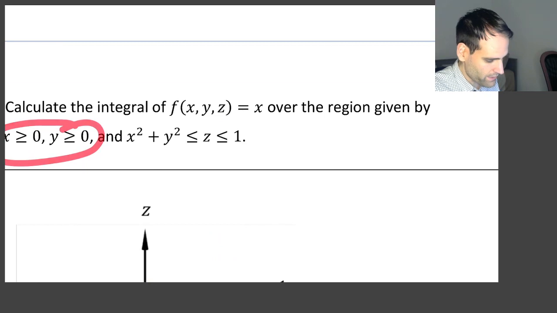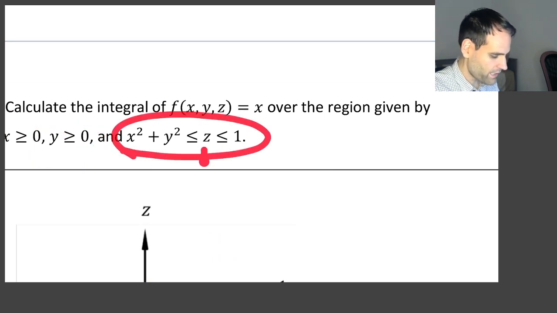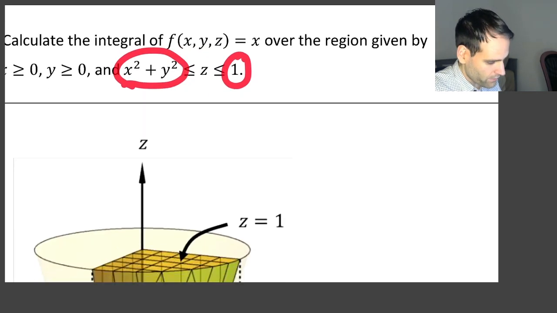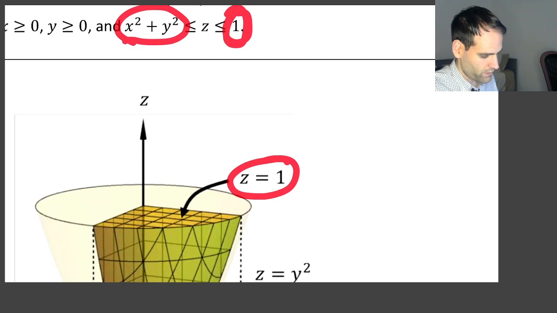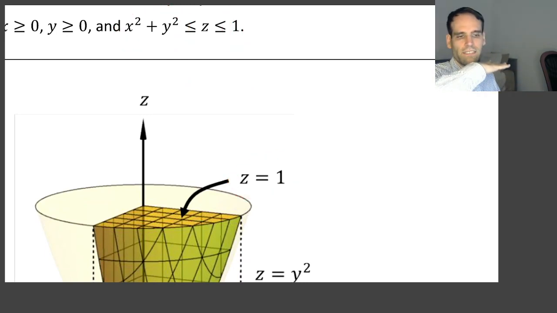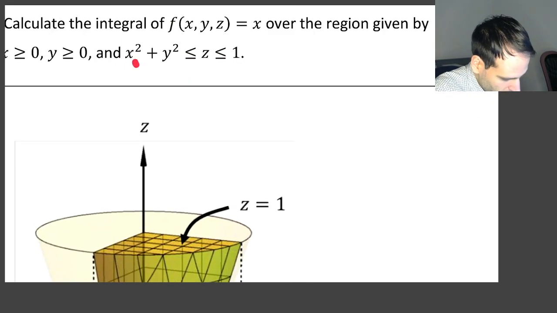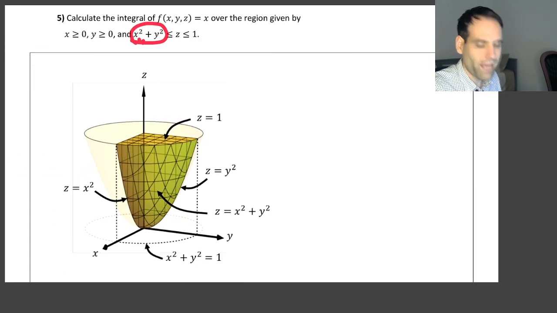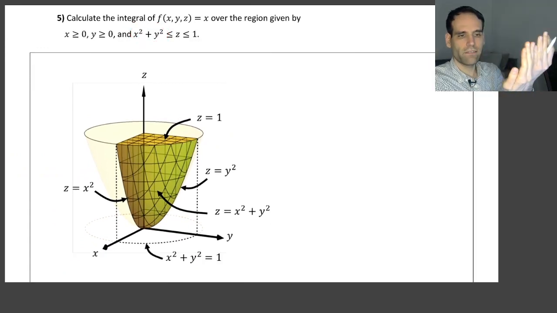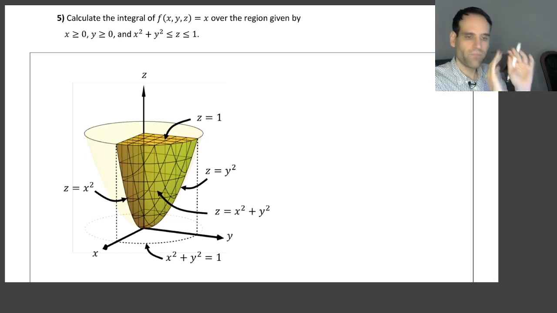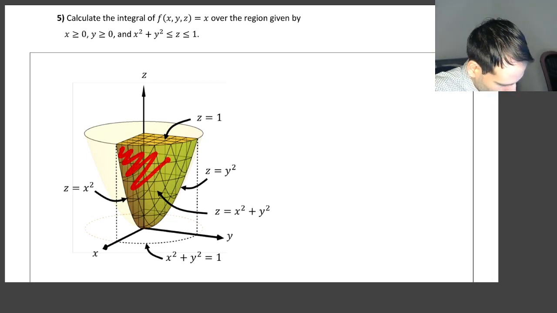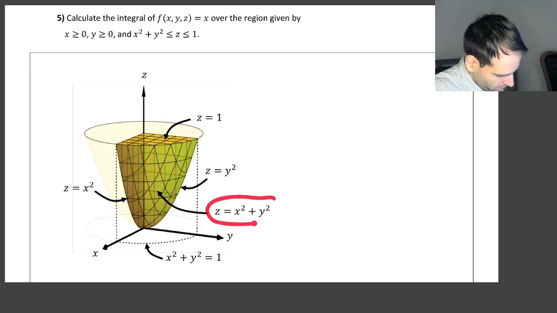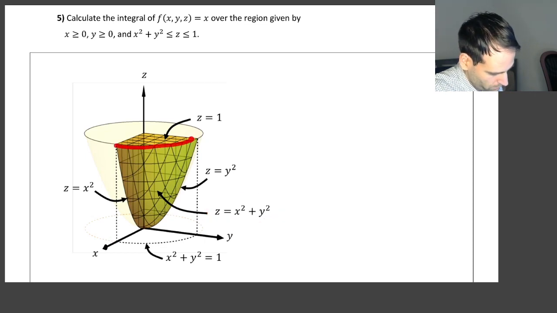The slightly trickier one is this inequality here. It's telling us that z has a lower limit of x squared plus y squared and an upper limit of 1. The upper limit of 1 is very easy. It's just a plane at z equals 1, a flat thing. The lower limit is x squared plus y squared. So what does x squared plus y squared look like? It's a paraboloid that is symmetric around the z-axis. So it's this surface here, z equals x squared plus y squared.